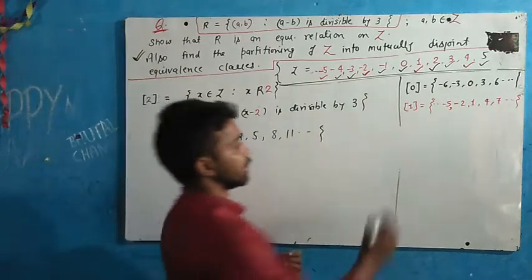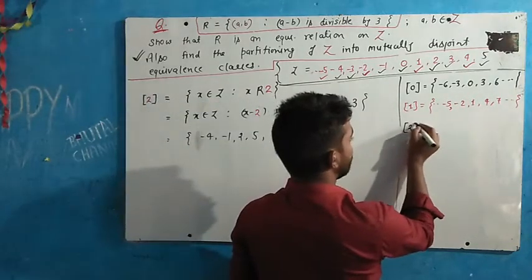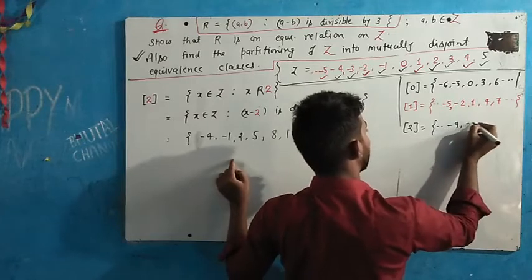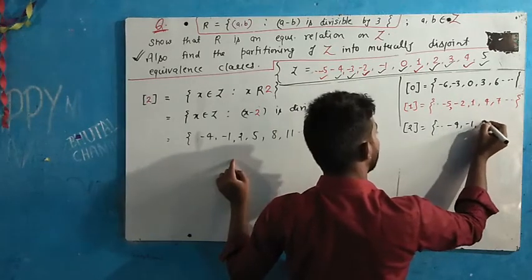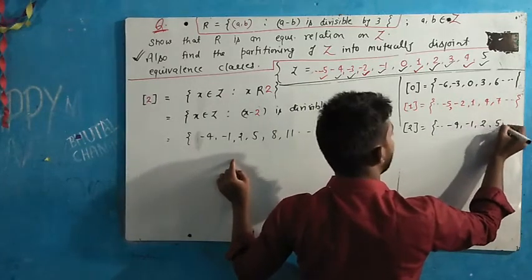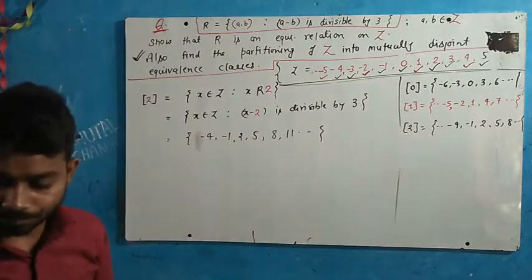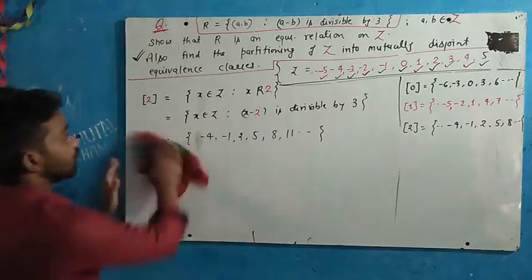Again I am going to write here. The equivalence class of 2 is given by -4, -1, 2, 5, 8, dot dot dot. Clear? Okay, now see the conclusion.